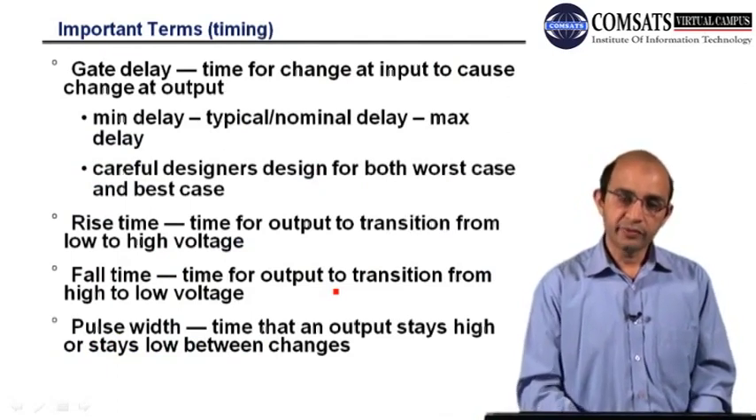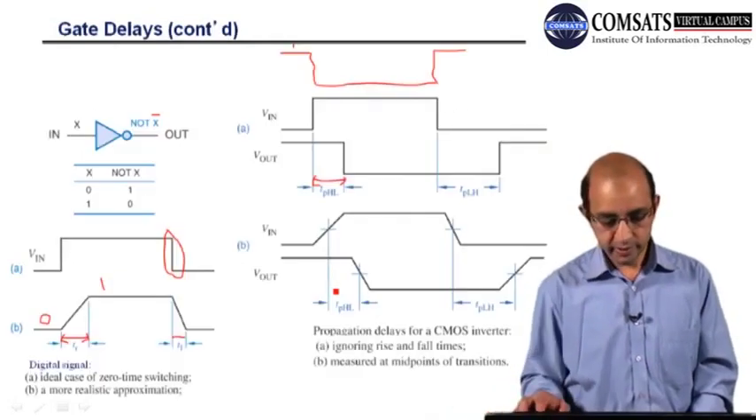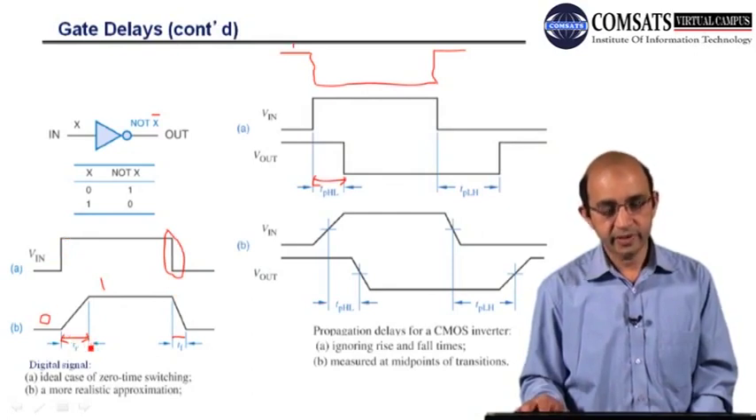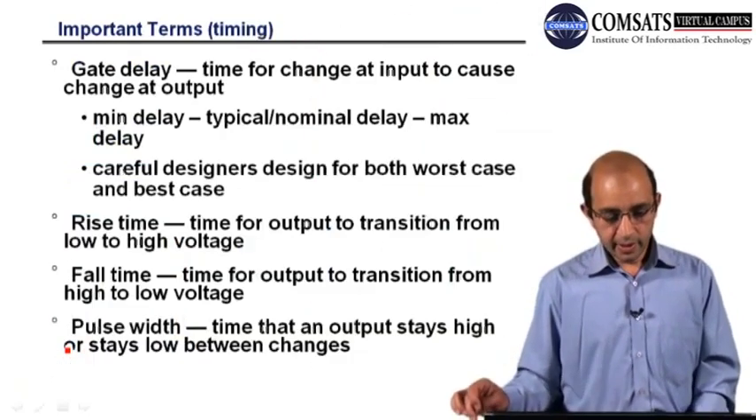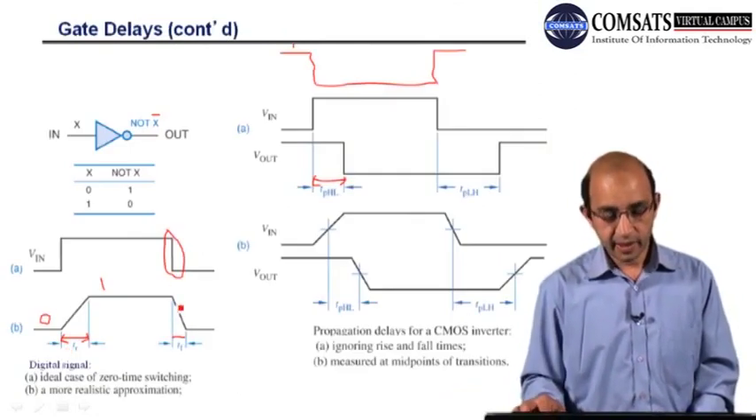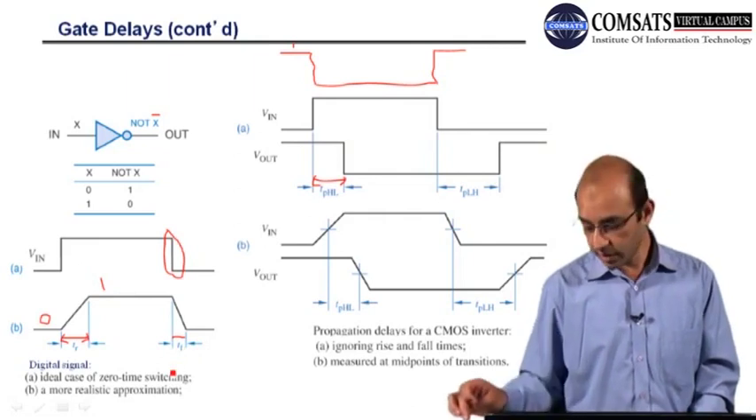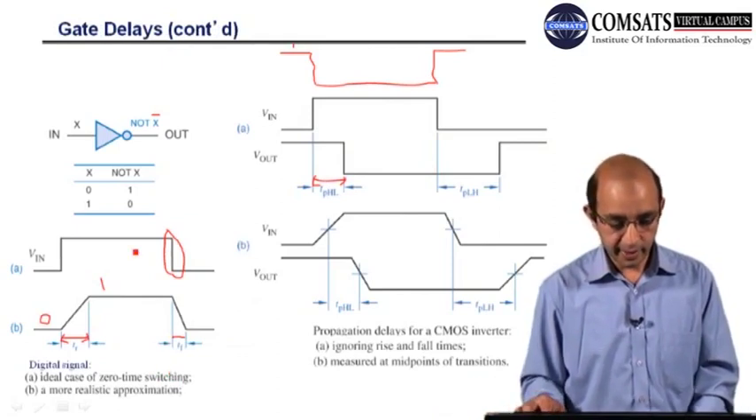Then you have the rise time, whenever we talk about the rising edge. You can see that this is the delay, and we represent it as TR, the rise time delay. And then the fall time. If we go back, you can see that this is the falling edge, and this is the TF, falling time delay. And then there is the pulse width. If I have to represent the pulse width, I represent it in this way.